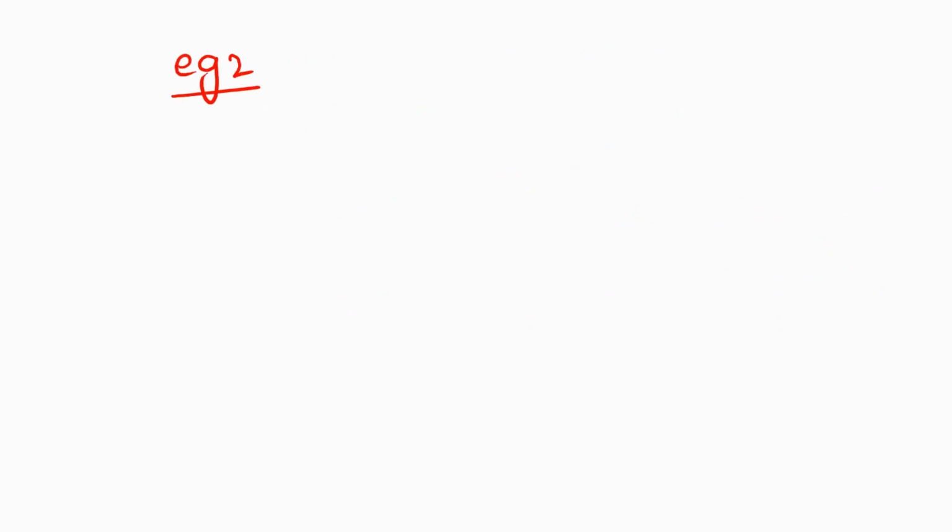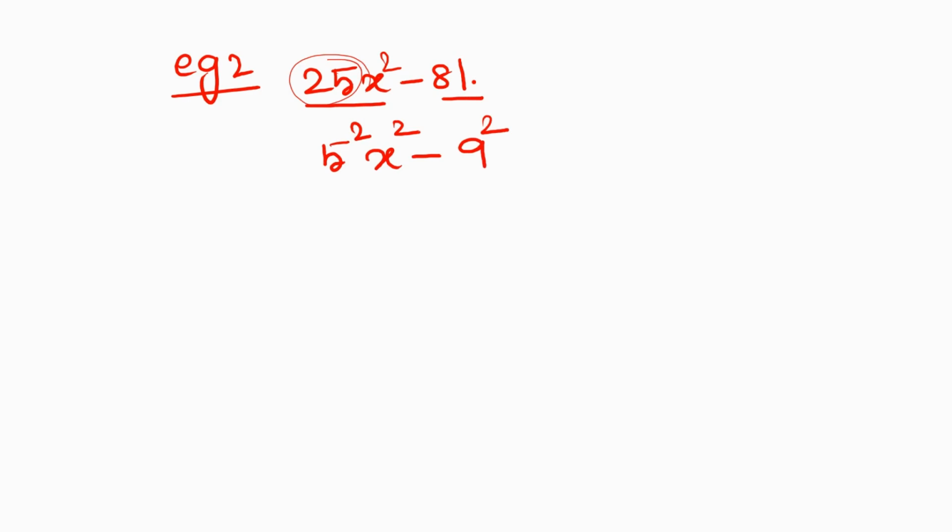Consider another example, 25x square minus 81. Here I can write 25 as 5 square into x square, and 81 is 9 square. So 5 square into x square can be combined and written as 5x the whole square minus 9 square. This is of the form a square minus b square, which I can write as a plus b into a minus b.